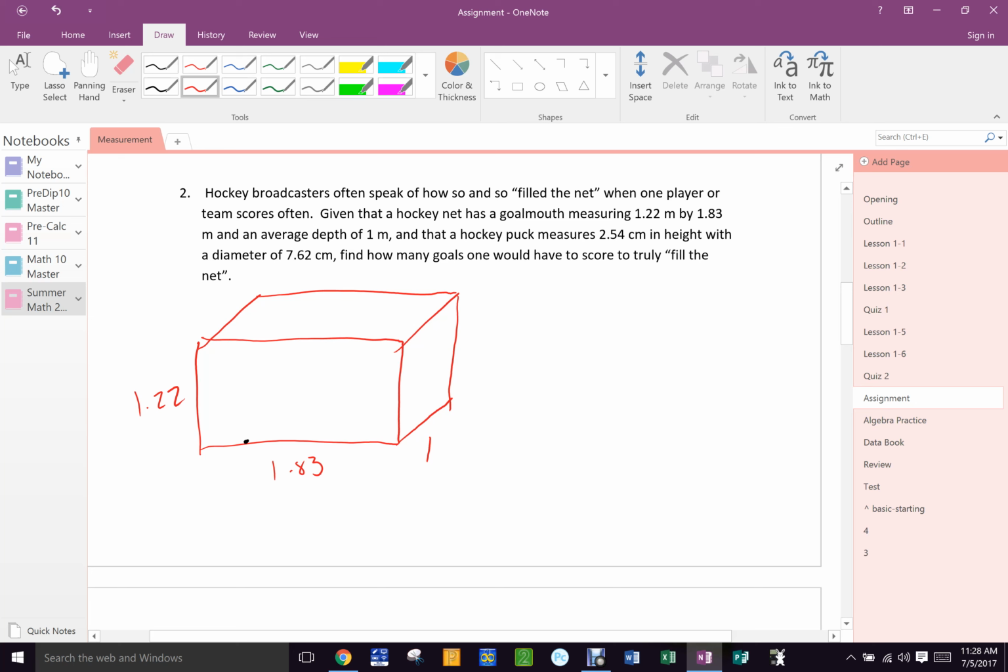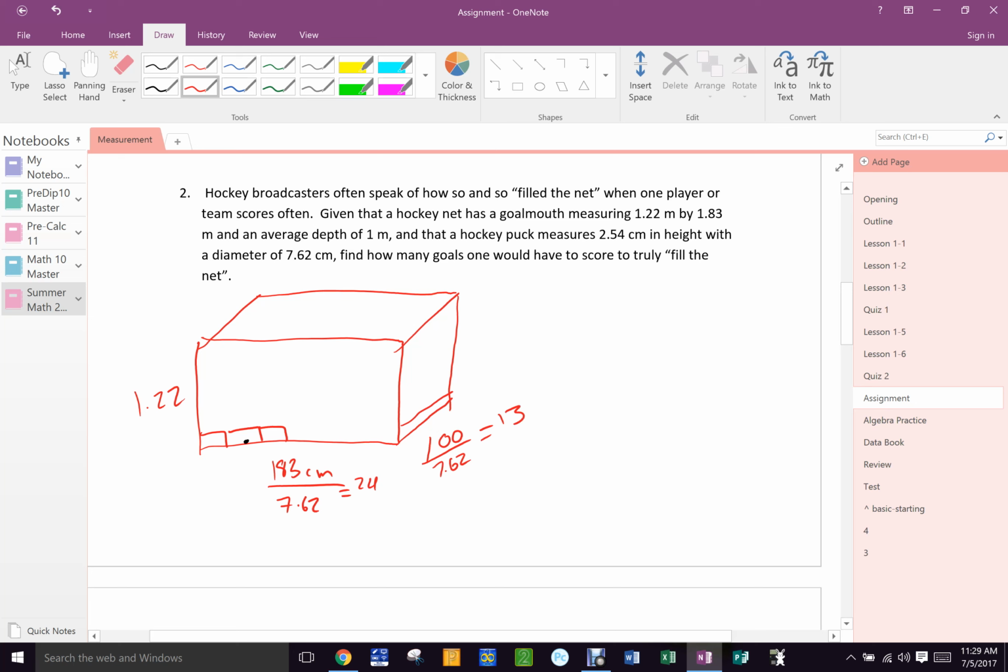The net is 183 centimeters, yes? How wide is a puck? 7.62. So if I divide that by 7.62, I get 24 pucks will fit across here. 24 of them. When I go back, this is 100 centimeters. What do I got to divide it by? 7.62, because pucks are a circle, yes? That gets me 13 pucks.